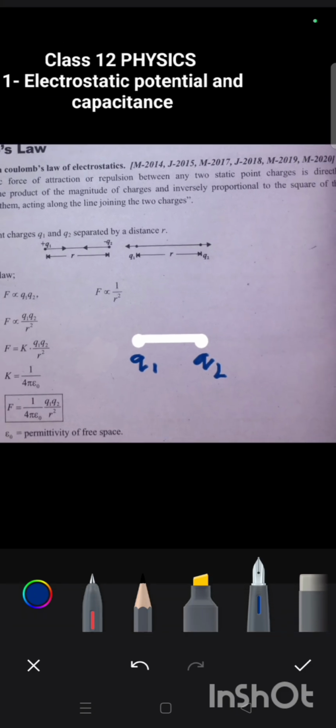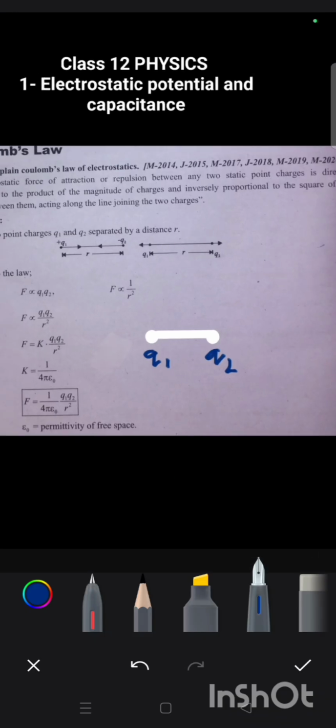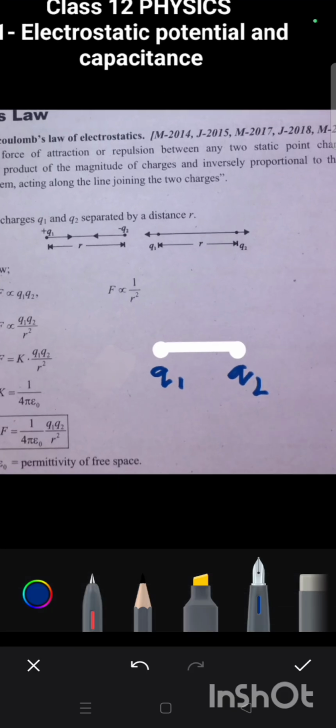Static means anything that is at rest. Now the charges are not moving. They are not repelling or attracting anything. They are at rest. So the force they are telling, the electrostatic force of attraction or repulsion, is possible only between two like charges for the repulsion case, and two unlike charges in the case of attraction.